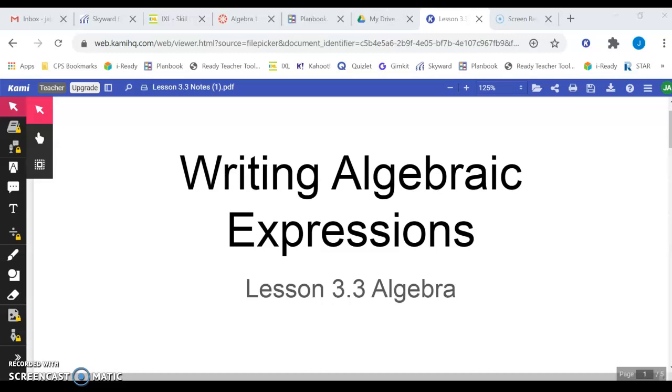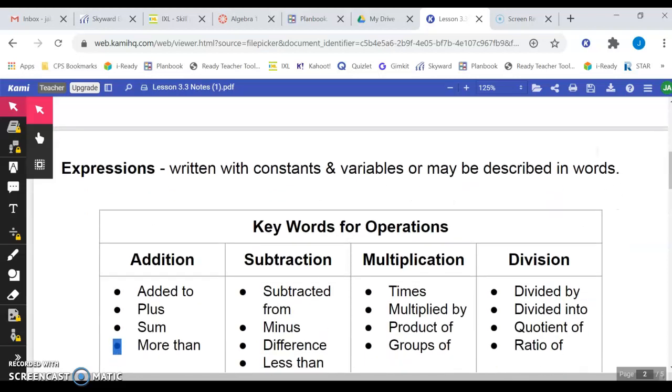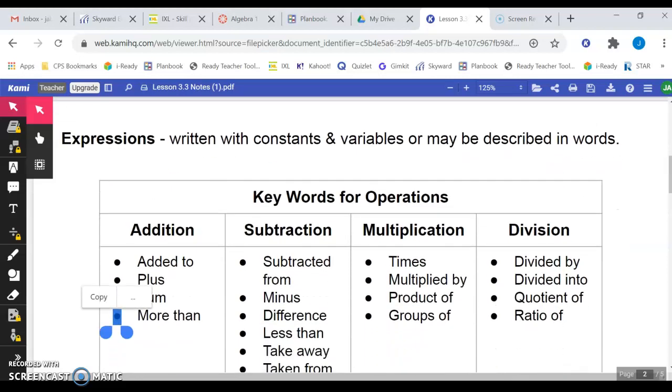We are going to be writing algebraic expressions today. So our first vocab word is expressions, and an expression is written with constants and variables or may be described in words. Remember, an expression is not an equation, so it does not have an equal sign.